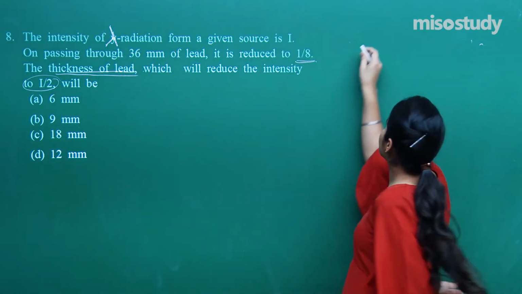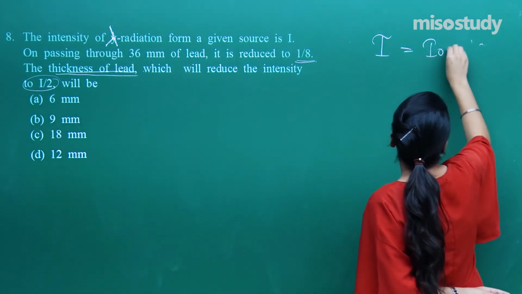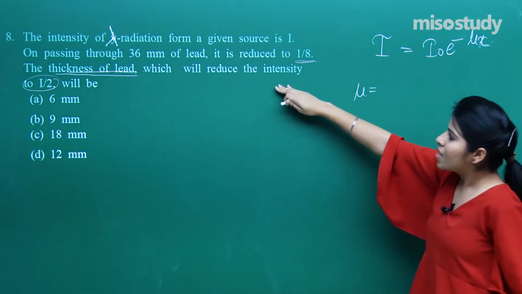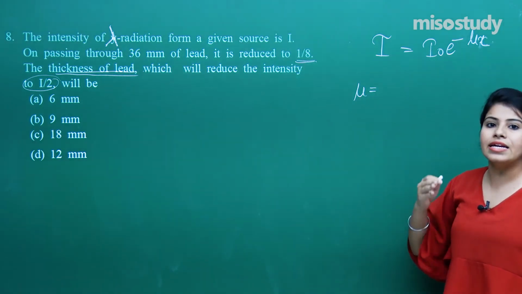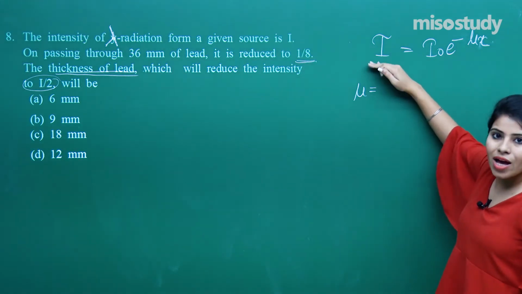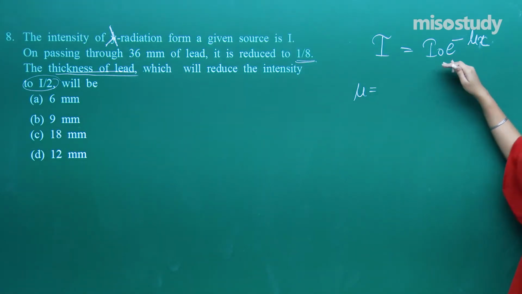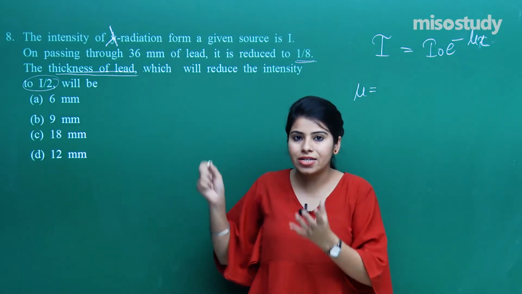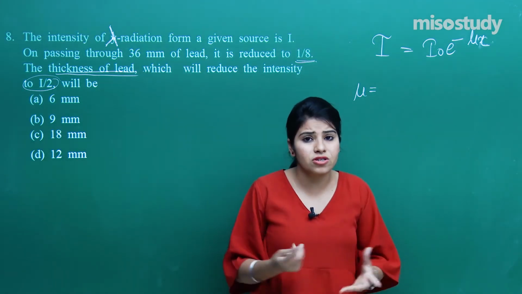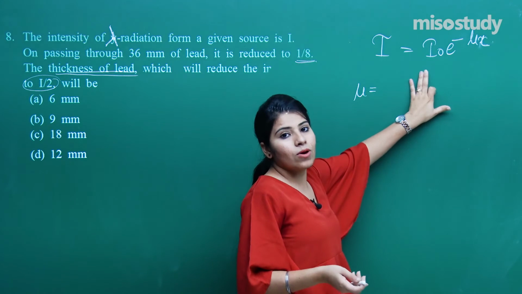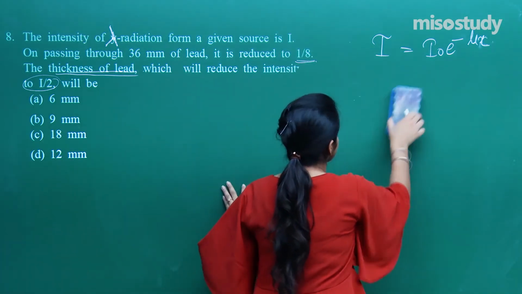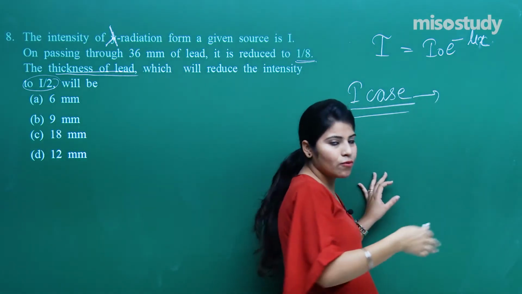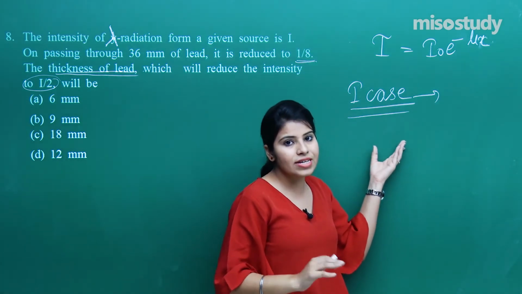So let me just say, if I am speaking about thickness and intensity, your formula will be I equals I naught e raised to the power minus mu x. And mu is the coefficient of thickness, or you can say the depth. So in this case, we will be doing this question in two parts, as the first case and the second case.